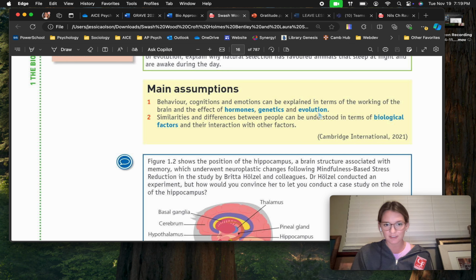So for Hassett et al. with monkey toy preferences, what are they looking at? They're looking at sex differences between monkeys, and if that was a factor that influenced what kind of toys they liked to play with. So sex differences, what does that come down to? Does it come down to evolution? Does it come down to genetics? No, it comes down to hormones.